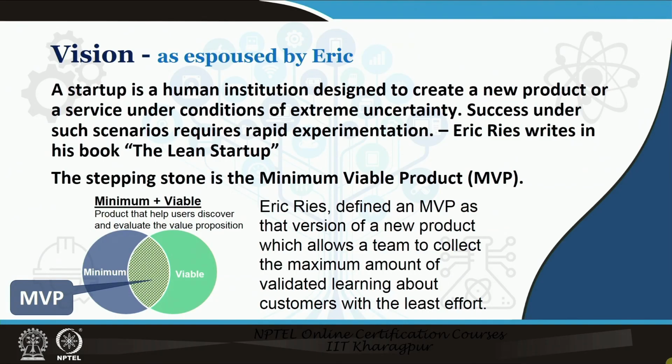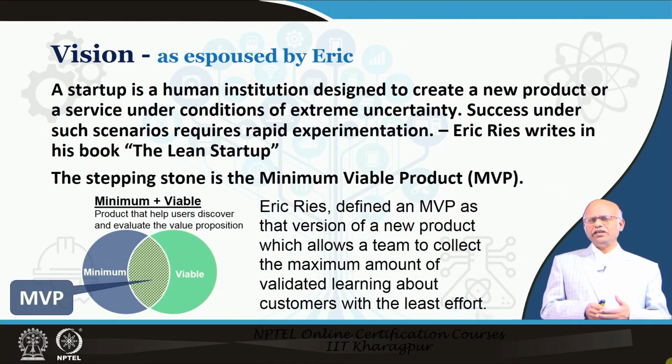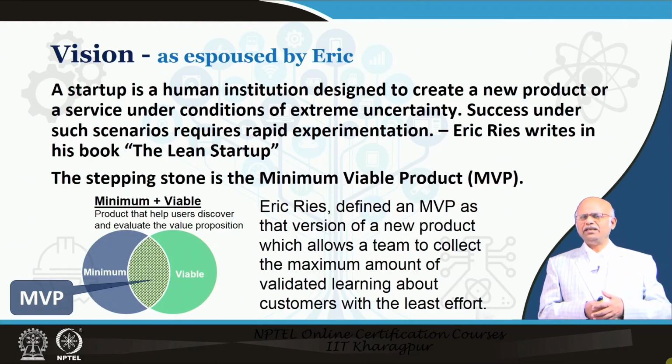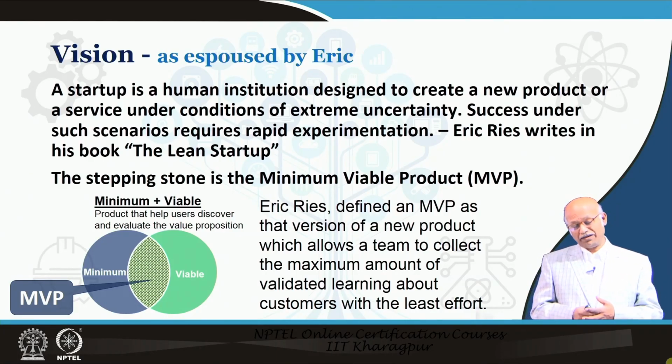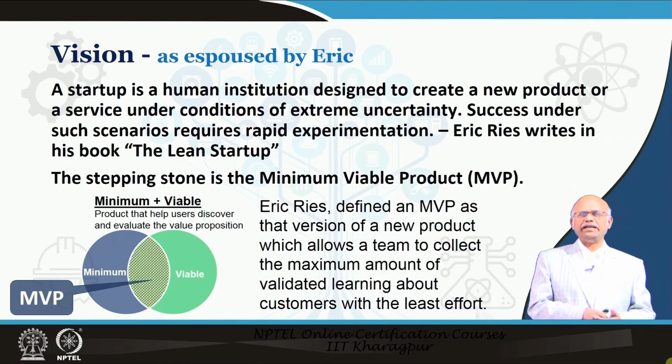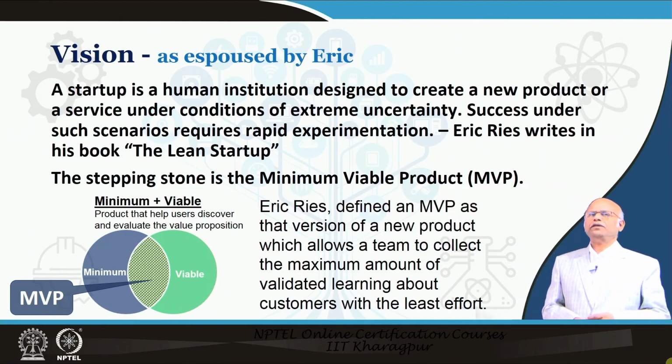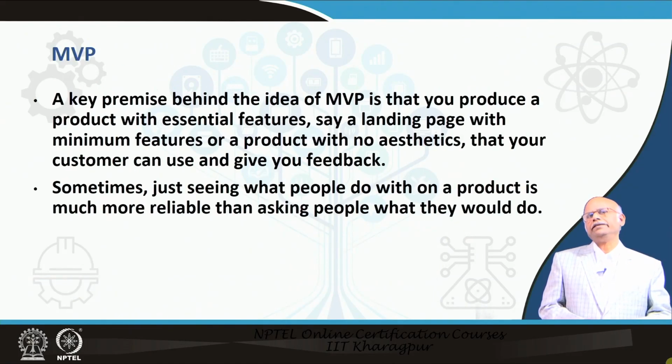The stepping stone is the minimum viable product. Eric Ries defined the MVP, minimum viable product, as that version of a new product which allows a team to collect the maximum amount of validated learning about customers with the least effort. So, whatever the customer wants, you build that. The image shows precisely, you may have 100 types of minimum products, you may have 100 types of viable products, but what minimum product is a viable product, meaning what customer will value, you should build that. So, it is the superimposition part of the two circles where the MVP lies.